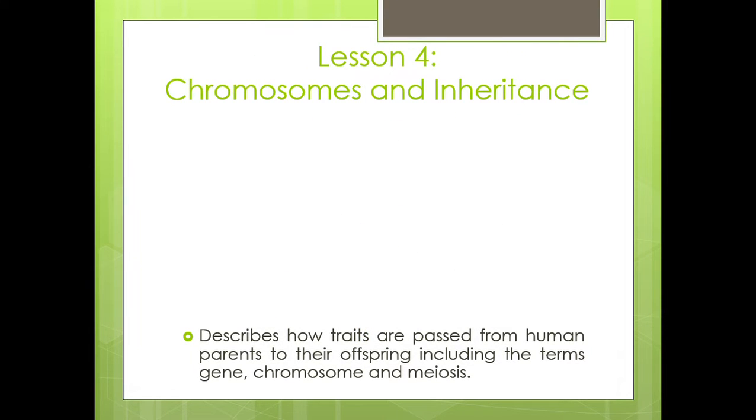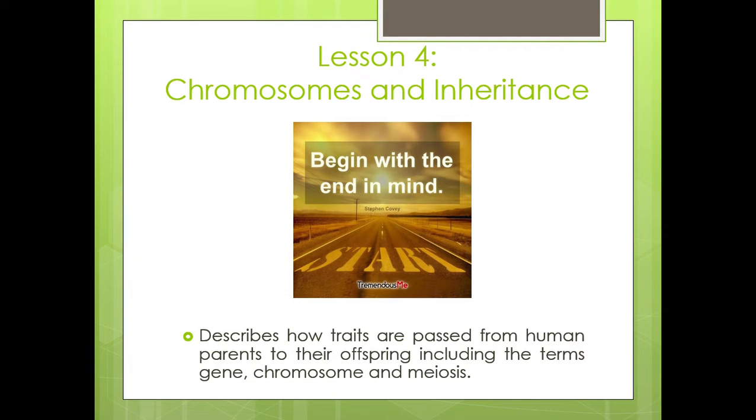Right, so lesson 4, chromosomes and inheritance. And we have to begin with the end in mind. So for this week we have: describes how traits are passed from human parents to their offspring, including the terms gene, chromosome, and meiosis. So this is the first thing that you need to write on your document, our end in mind. So make sure to copy it. If you need extra time, you can pause the video and come back later.